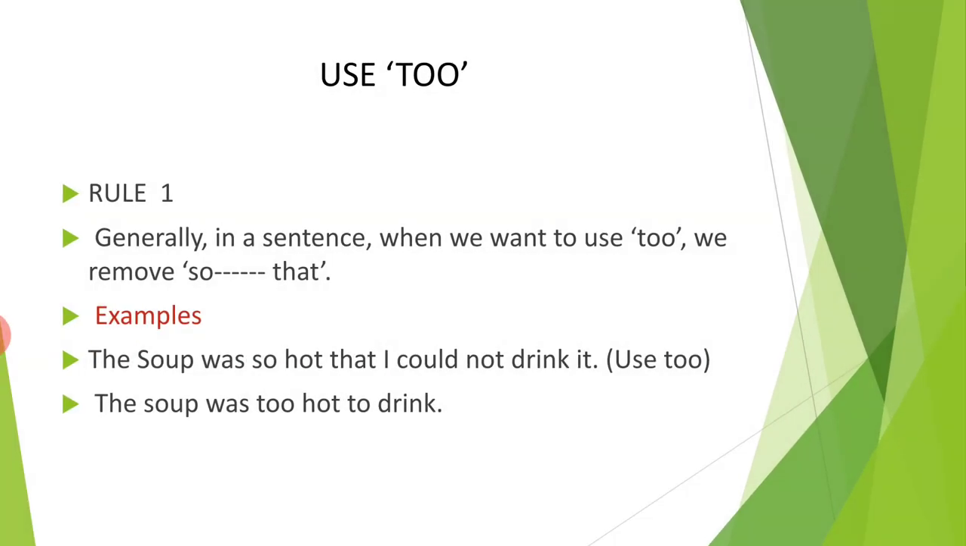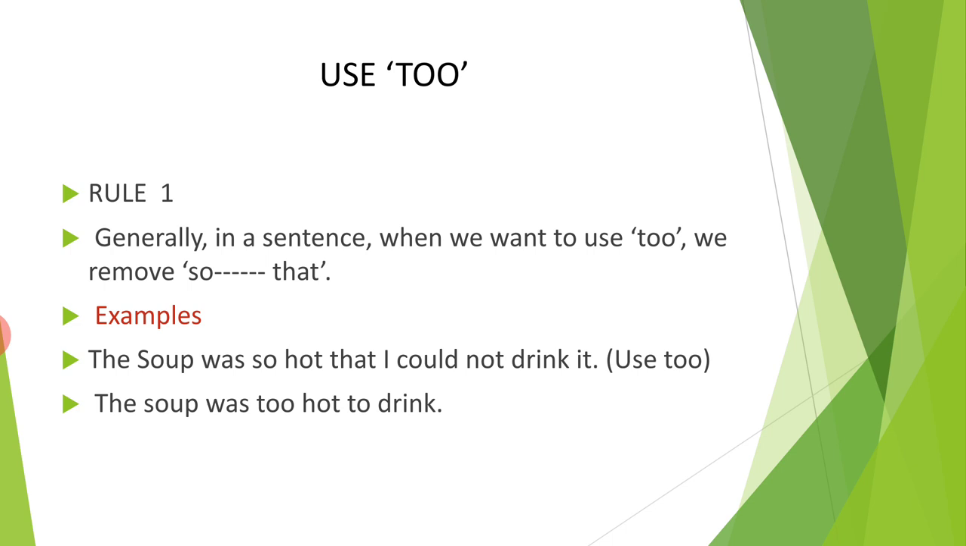Okay, now the second one is use to. Now how do you have to use it? First you remove so that from the sentence. Now you have to add this too in your sentence. So rule number 1, generally in a sentence, when we want to use to, we remove so that. When we want to remove to, we are adding so that. But whenever we want to use to, we have to remove so that.